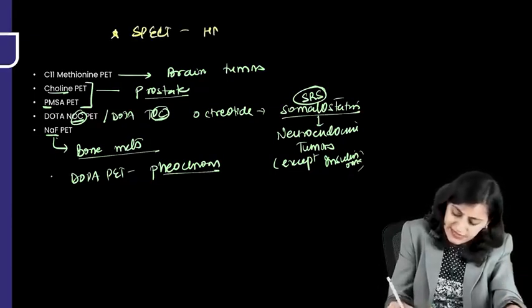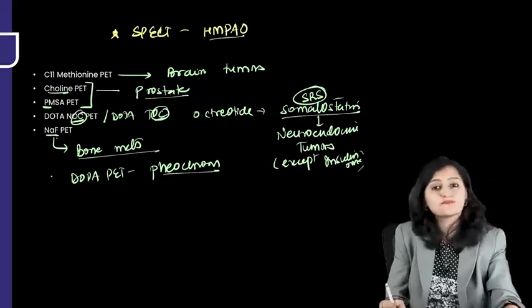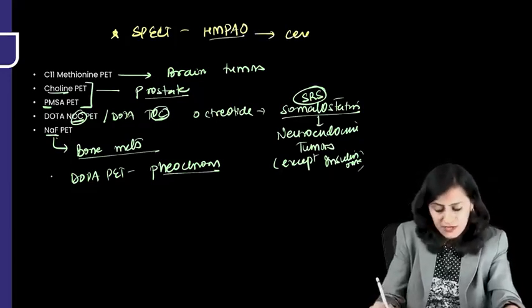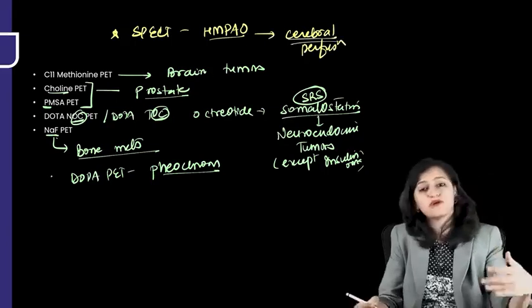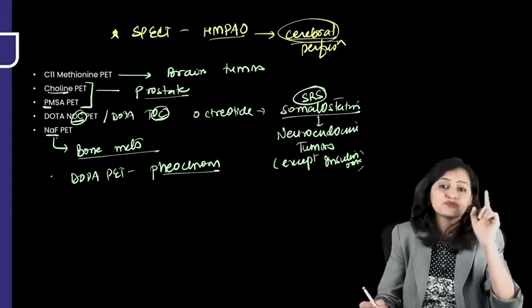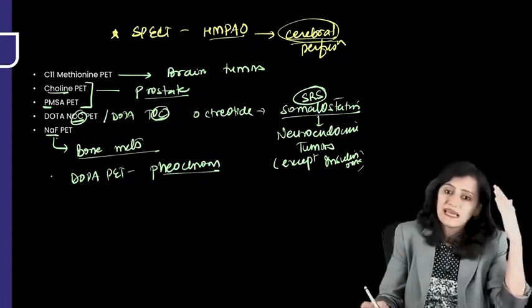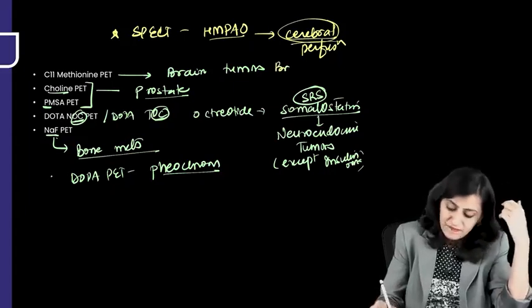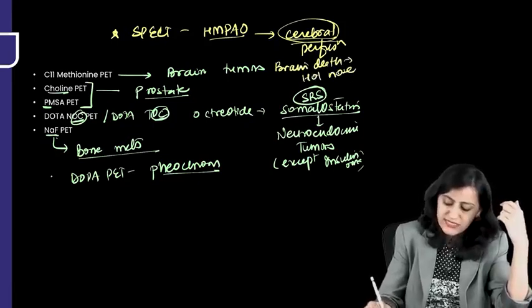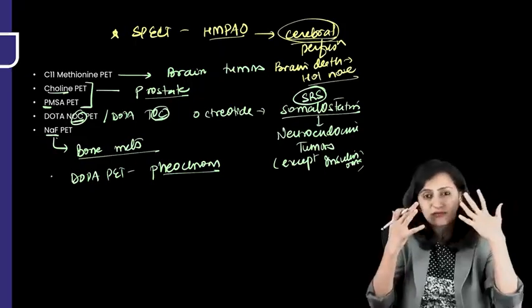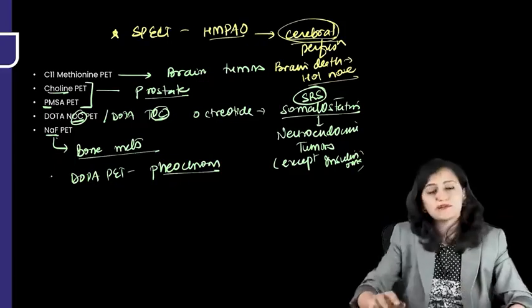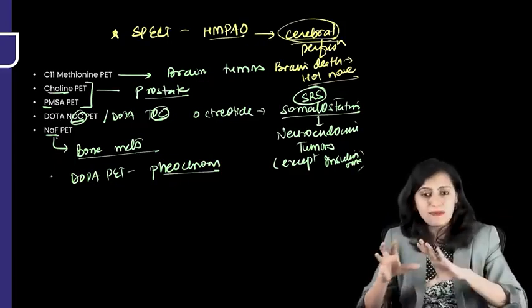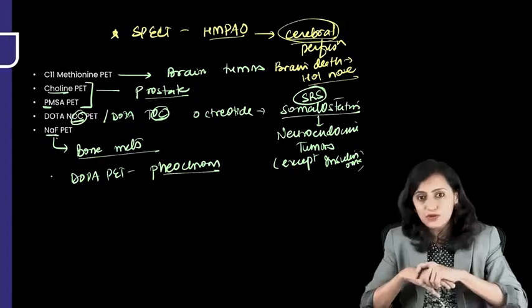Now remember that there is something called HMPAO SPECT. HMPAO SPECT, remember, is used for cerebral perfusion, not for the lung or the myocardial perfusion. It is used for cerebral perfusion. It can help us identify brain death. What sign do we see in brain death? It is the hot nose sign. Okay, there will be increased uptake in the nasal area. There will be no uptake in the brain. So this is used for cerebral perfusion. So this was about the important points in nuclear medicine.